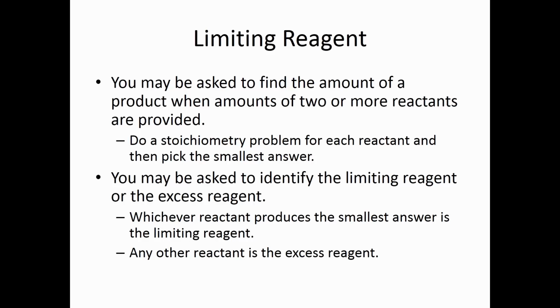Another type of question you might be asked is to identify a limiting reagent or an excess reagent. You're essentially going to be doing the same thing here, but your answer is different. So in the first type of question, the type we've already looked at, the answer is going to be an amount of product. In this type of question, your answer is going to be one of the reactants. Whichever reactant leads to the smallest answer is the limiting reagent. We kind of addressed that a little bit on the previous example. Any other reactant would then be called an excess reagent.